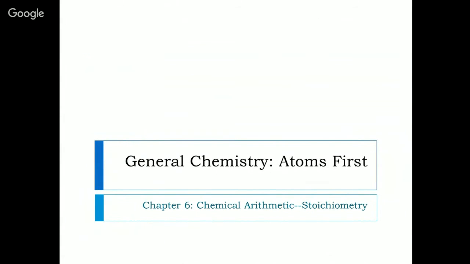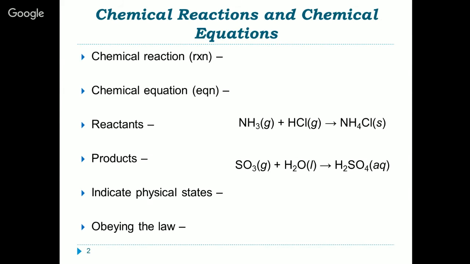Chapter 6, Chemical Arithmetic, Stoichiometry. So in chemistry, when two different compounds come together to form a new compound, we call that a chemical reaction. So bonds are being broken and new bonds are being formed. And the way that we represent this is by writing a chemical equation. So here we have two examples.